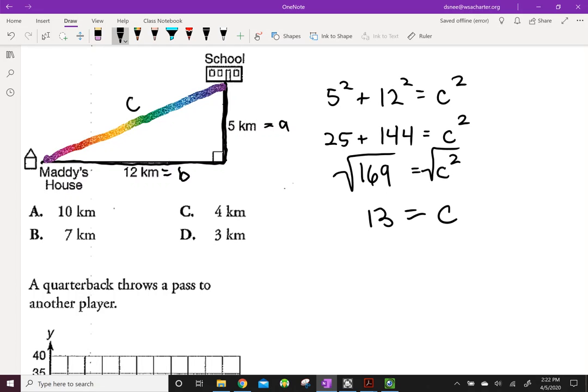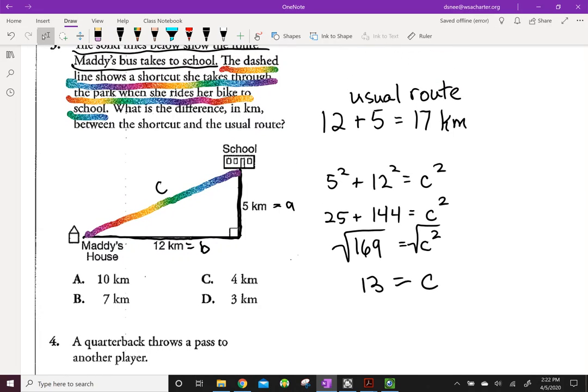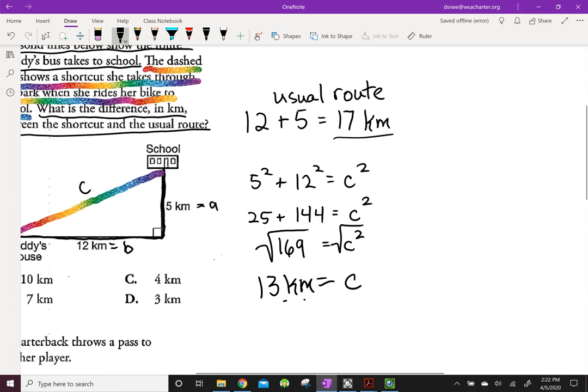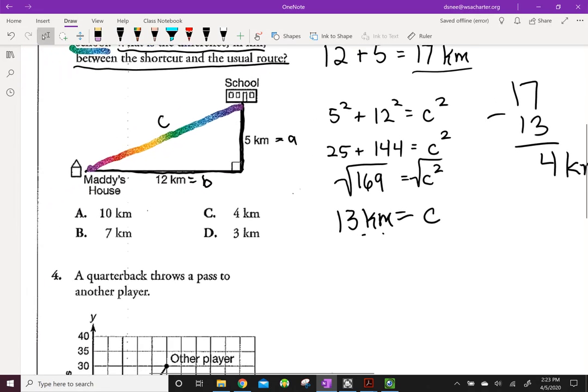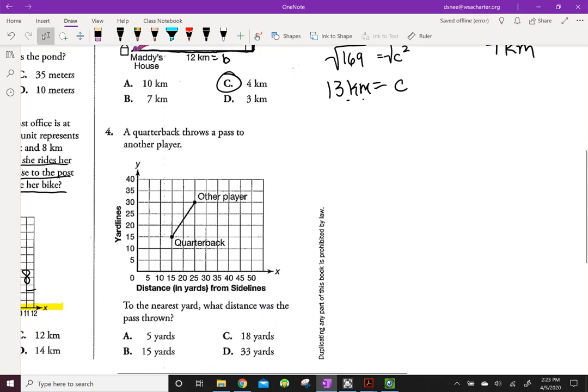What is the difference in kilometers between the shortcut and the usual route? Well, the usual route is 17 kilometers and the shortcut is 13 kilometers. The difference means subtract: 17 minus 13 equals 4 kilometers. So the difference should be 4 kilometers, so the answer is C. Okay, that's number 3 in the homework, and I'm going to keep going.